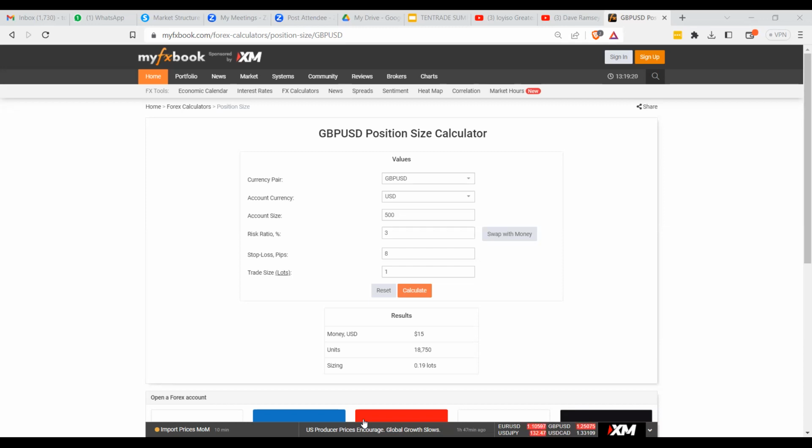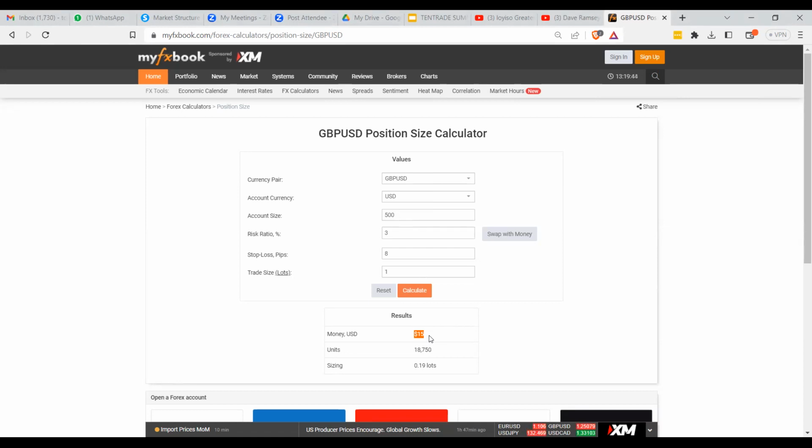So something about risk management is that, once you see this and then you see how much you are risking, in this case, I'm risking $15 from $500. You now ask yourself, am I okay with this money that I am risking? If you are okay with the risk, go ahead and place the trade.